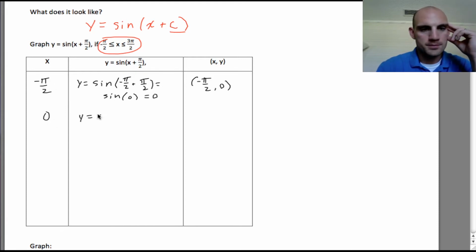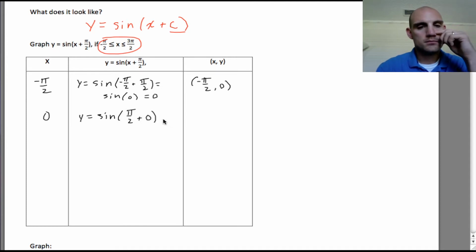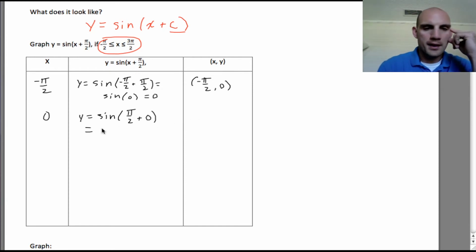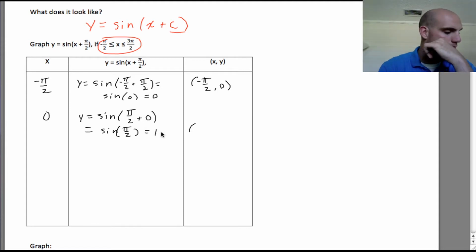So I get y equals sine of pi over 2 plus 0. Or actually it'd be 0 plus pi over 2, but commutative property. Okay, so we've got y equals sine of pi over 2. And we know that that gives us 1. So our next point is going to be 0, 1. Getting these values from the unit circle again, guys.